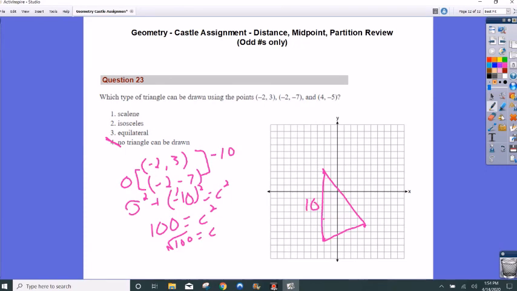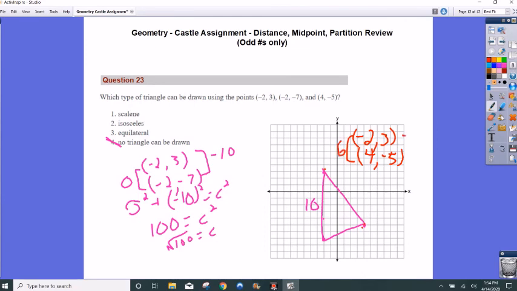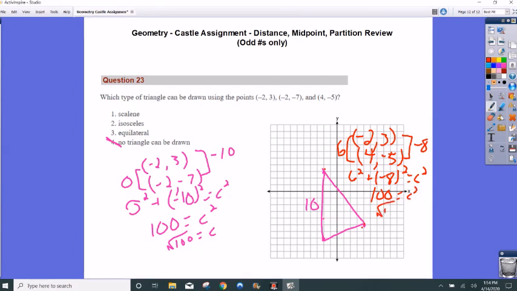All right, I'll change color. Let's do from (-2, 3) to this one, (4, -5). This is up 6, down 8. So 6 squared plus -8 squared is c squared. That turns out to be 100 again. Square root of 100 is 10. So that is 10. Now, that means we at least have an isosceles.